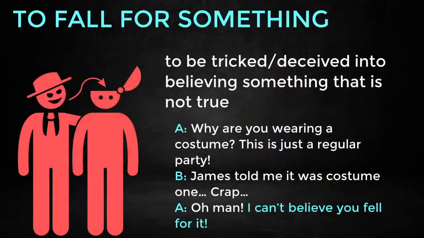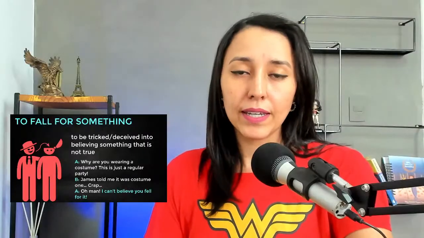Now, here we go. To fall for something. To fall, oh, okay. What is to deceive, okay? Maybe you don't know this verb, but to deceive means to make someone believe something that is not true. So when you are deceiving someone, it's bad, okay? You are making this person believe something that is not true. So you are deceiving them.